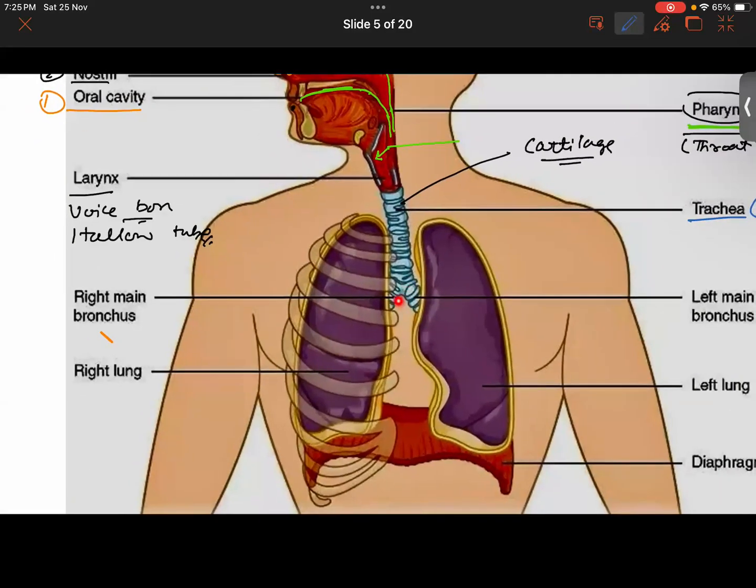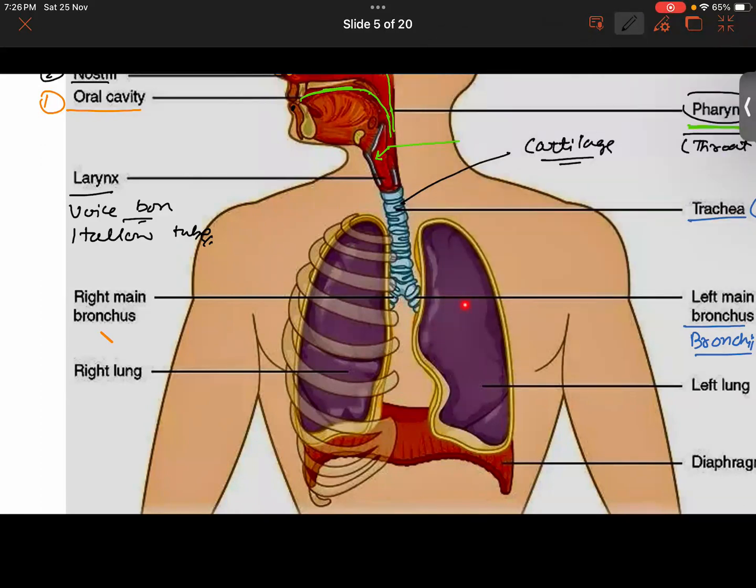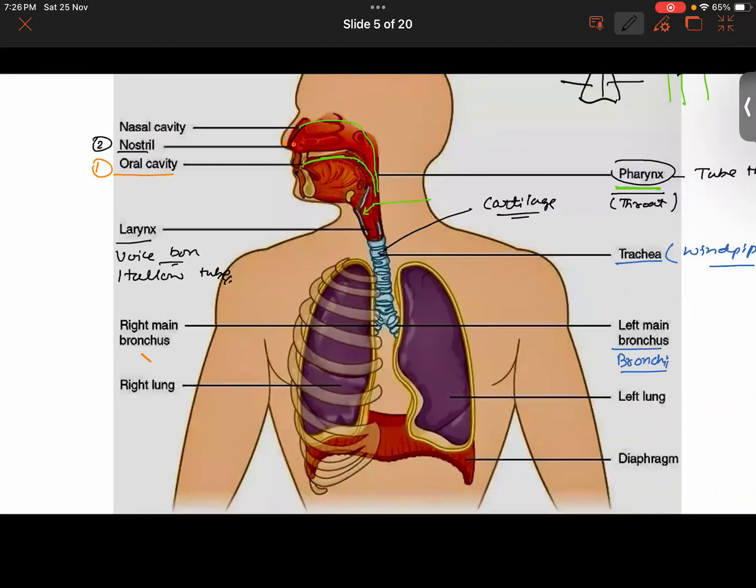In the diagram here also you can see it has split into two parts. One is the right bronchus and one is the left bronchus. Two of them together are called bronchi, and an individual one is called a bronchus. Bronchi is plural, bronchus is singular. So it is the tube present at the bottom of the windpipe that connects into each lung.